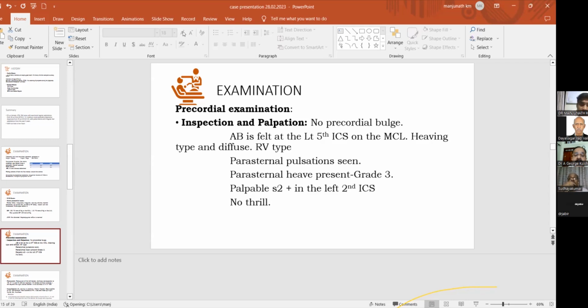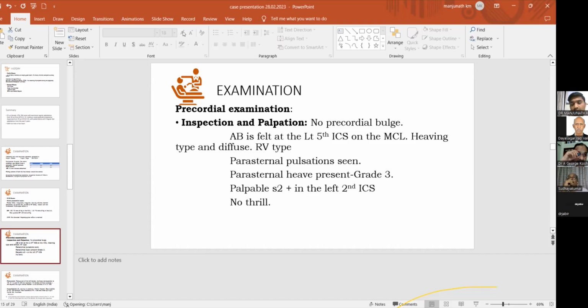He said heaving type apex. Yes, sir. What is the description of heaving apex, Manjunath? It is a sustained rise, sir, covering more than 1/3 of the systole. No. Heaving is more than 2/3.